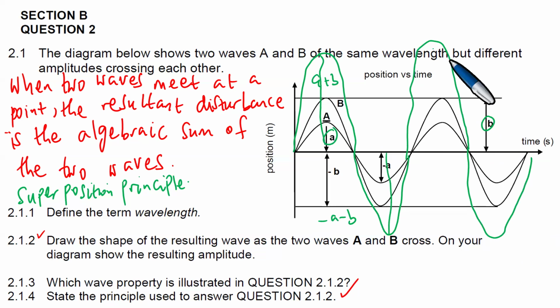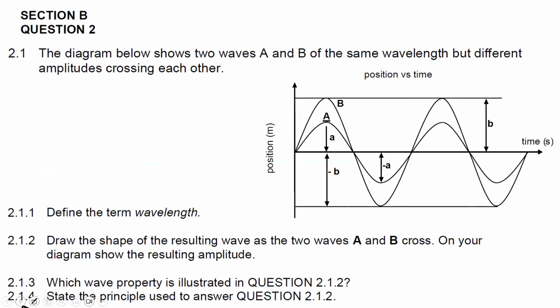They amplify each other, and therefore you have A plus B here, and this one is minus A minus B. So stating the principle used is exactly that. What is the superposition principle? It says when two waves meet at a point, the resultant disturbance is the algebraic sum of the two waves. That is called the superposition principle. So we continue.